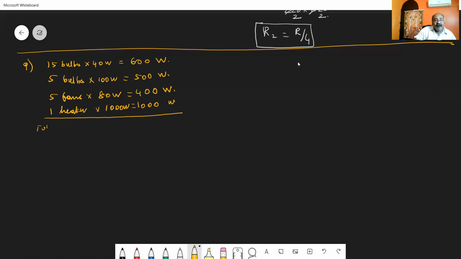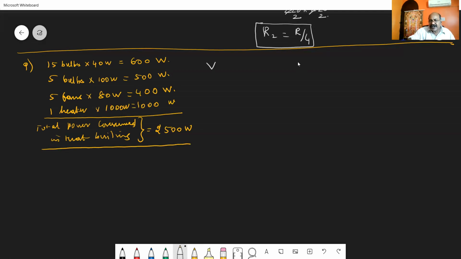So what is the total power in the building? Total power consumed in that large building is equal to, you just add 600 plus 400, 1000, 1000 plus 1000, 2000, plus 500. So 2500 watt is the total power being consumed. The potential connected is 220 volt. First of all, you calculate the value of current. The value of current only decides the value of fuse.